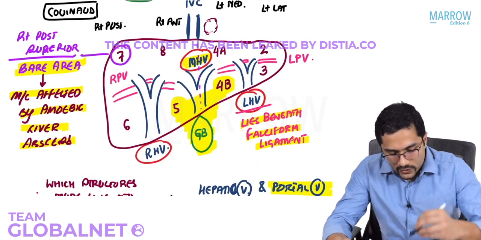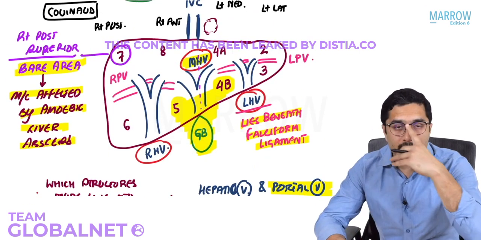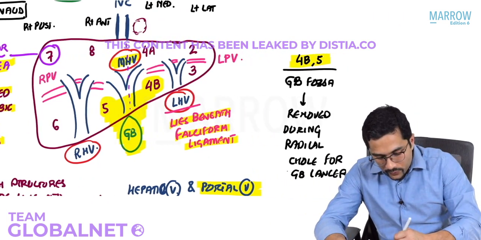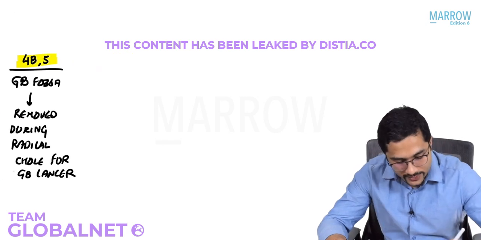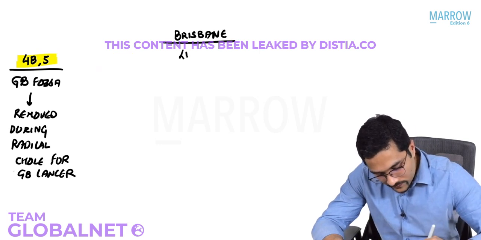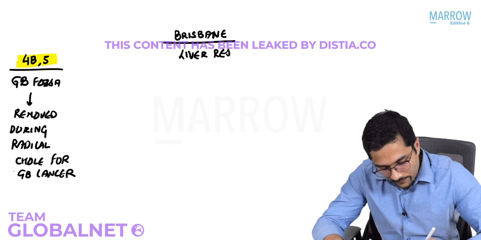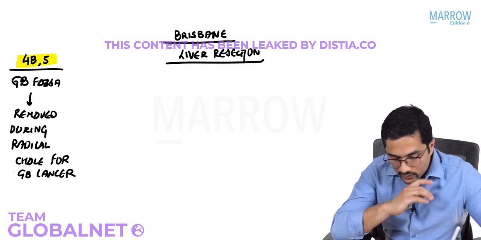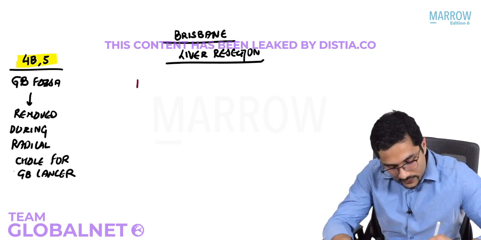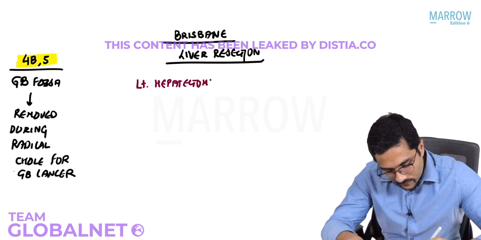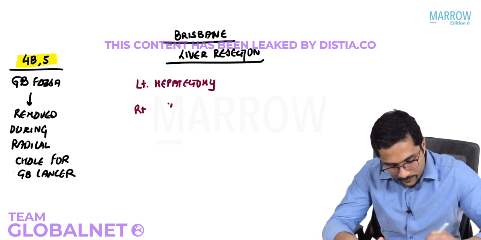And one more point which I want to cover here, again I'll cover it in the next module when I talk about liver resections. I want you to know about the Brisbane classification of liver resection. And if you remember this image, you can easily answer all questions regarding liver resection. So what all do we need to know about? We need to know about left hepatectomy. We need to know about right hepatectomy.